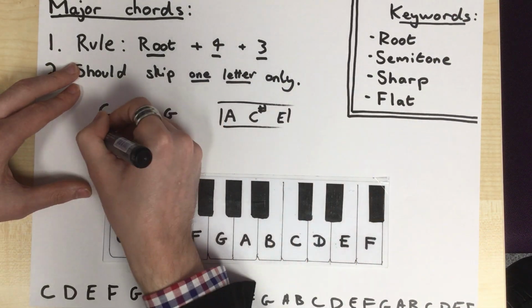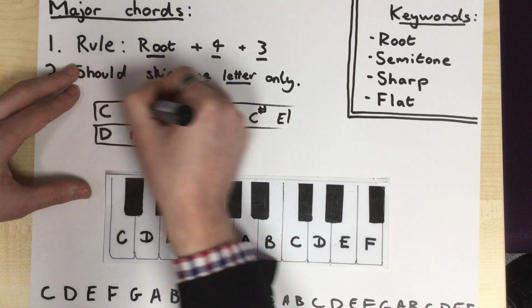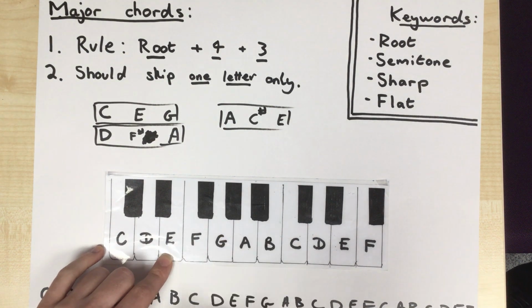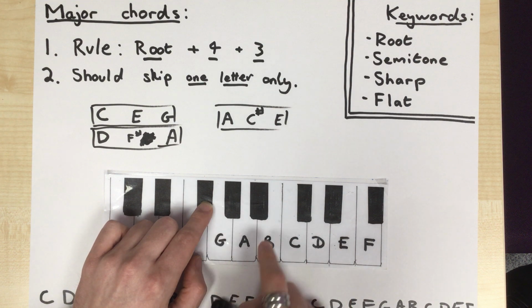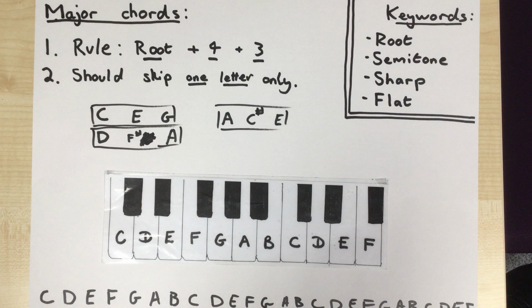Now you could be asked to work out any chord using your notefinder, use it on the keyboard, and you need to follow exactly the same steps. You could start on one of these black notes. You could start on F sharp, say, and it'll be the same process to add on 4, to then add 3, and to ensure that you're skipping only one letter at a time.